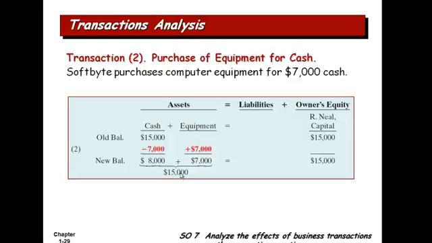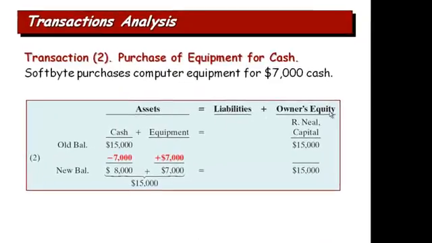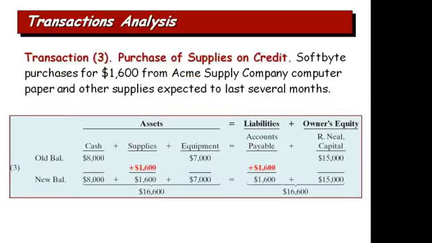The net effect is $15,000, and that's adding this old balance. The net effect is $15,000 because the current balance in cash is $8,000, the current balance in equipment is $7,000, and the owner's equity is still $15,000. So we're good over here. Liabilities plus owner's equity is $15,000. Assets equals $15,000. Still in balance.